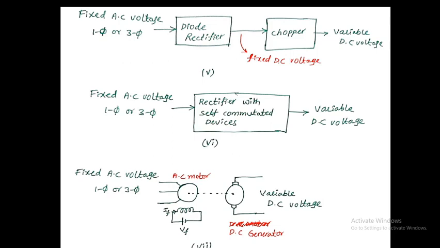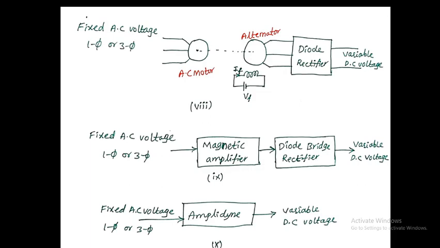And the seventh one is from the fixed AC voltage, just connect that to an AC motor. The AC motor will run the shaft, and that shaft is connected to a DC generator. So the AC motor is coupled with the DC generator. The AC motor takes the supply from the fixed AC voltage and runs the shaft, converting electrical to mechanical energy. That mechanical energy is the input to the DC generator to get the variable DC voltage. This is also one way to get the variable DC voltage.